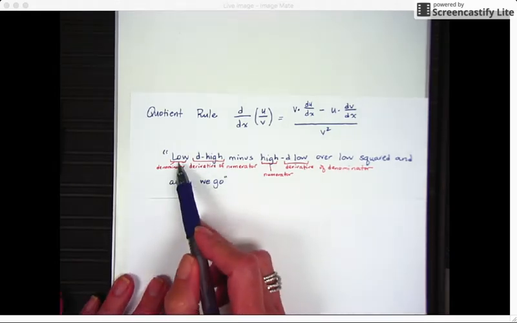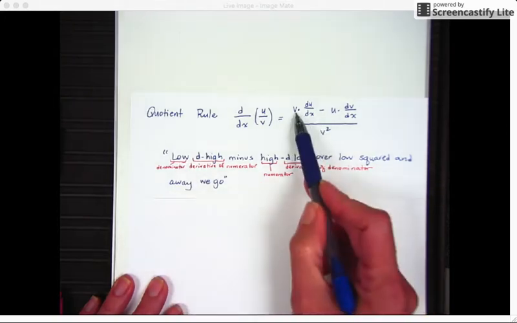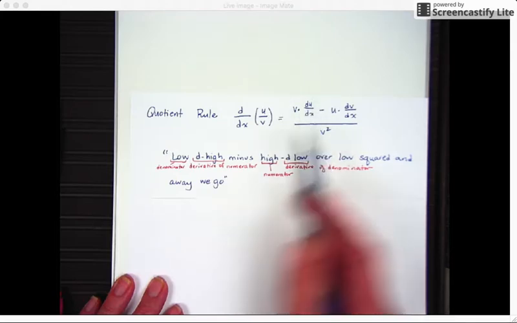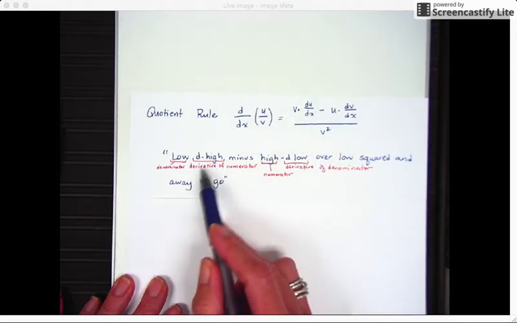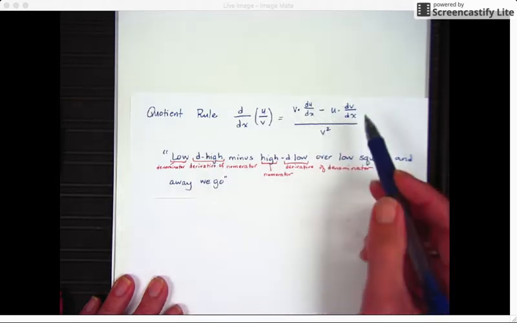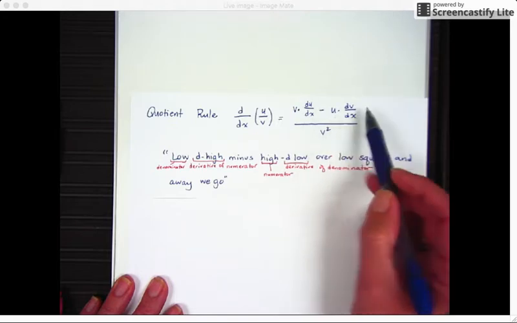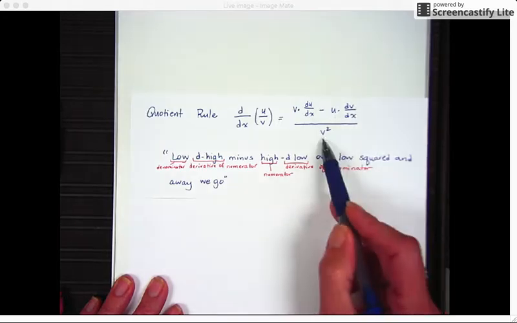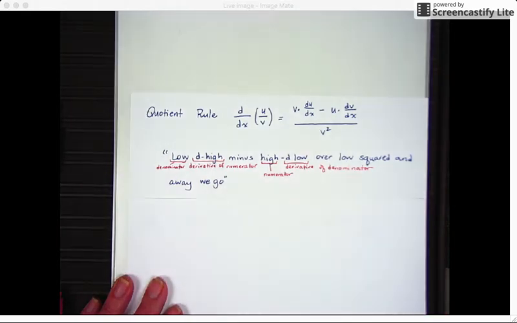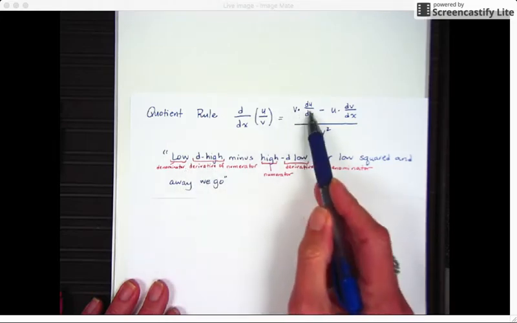And low in these cases means the denominator. So low, here's low, times d high, so d high means the derivative of the numerator, because high would be numerator. So times the derivative of the numerator minus high, which is the numerator, times d low, so the derivative of the denominator, over low squared. So if you end up getting an answer that's opposite of what the answer is in the answer sheet, that means you probably switched these up. So just remember, it's always low d high that goes first.